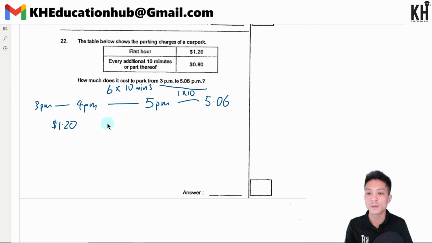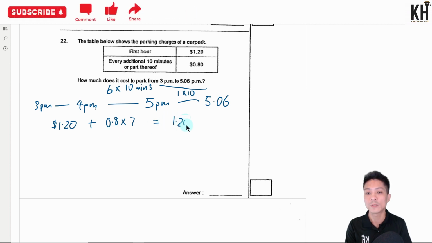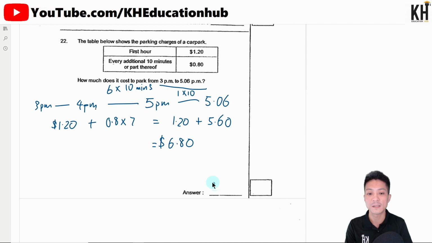Okay, so now I need to use 80 cents times 7. Okay, and add it together. It will be 120 plus 560, right? 120 plus 560 will give you, okay, $6.80.